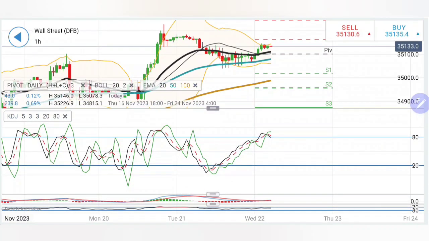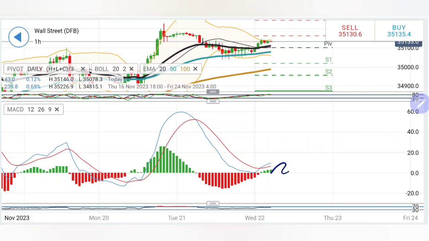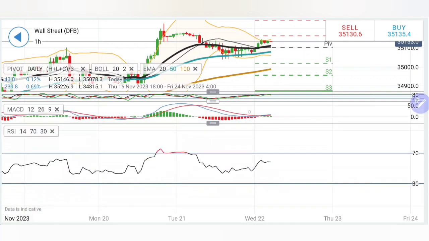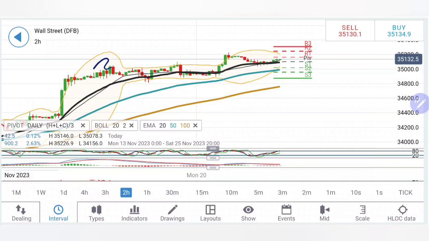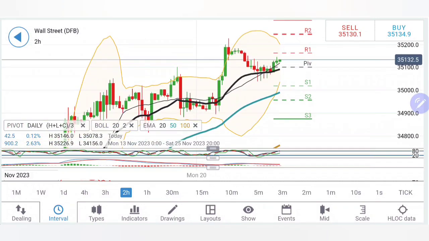The stochastic is overbought, MACD has crossed over, trying to trade with little divergence. It has seen the bottom, and if it rallies from here, it is going to bring a stronger bullish momentum. RSI is flat. Coming to the 2-hour chart. Likewise, on the 2-hour charts, divergence from the 20 period, convergence, divergence from the 20 period, convergence. Yes, it can stay bullish.